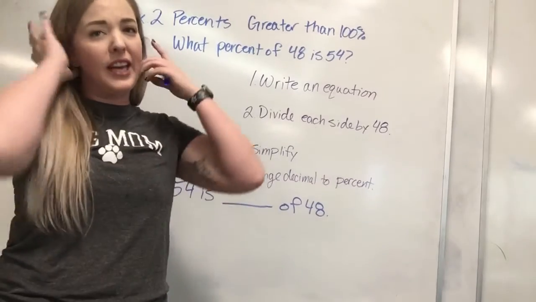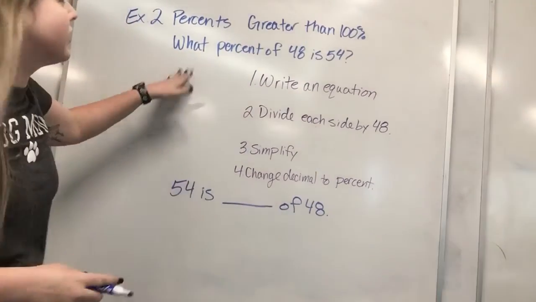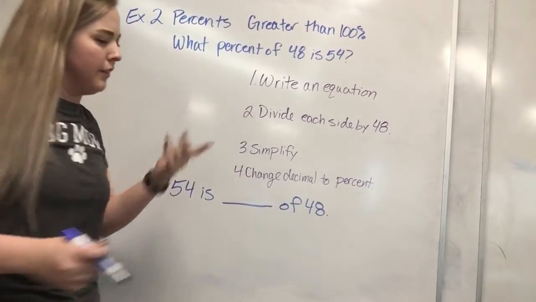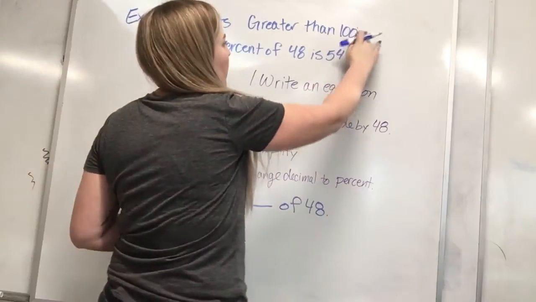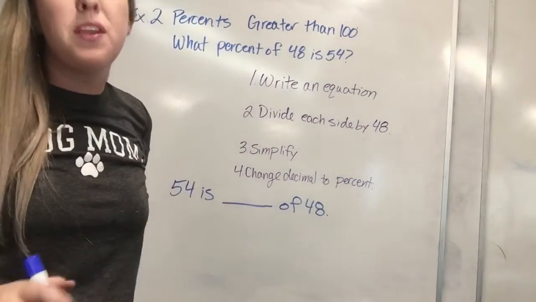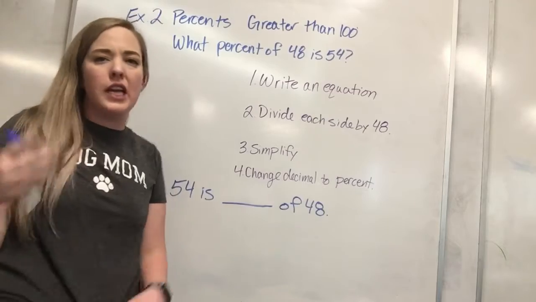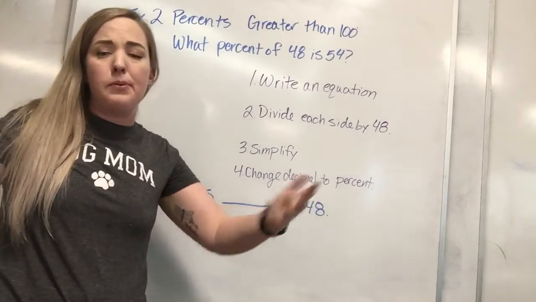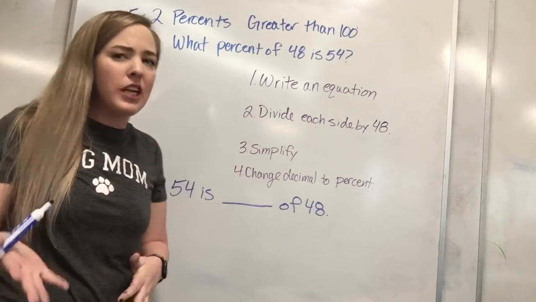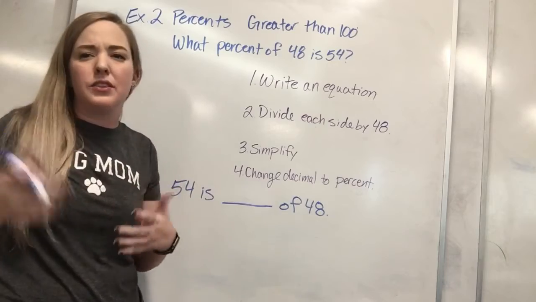On to example 2, guys. So, percents greater than 100%. It should just say greater than 100. You get it, okay? So, percents greater than 100. What if it goes beyond 100%? What are you going to do? It's not going to change much, but you guys will see, okay?